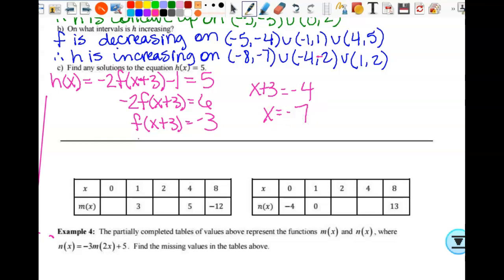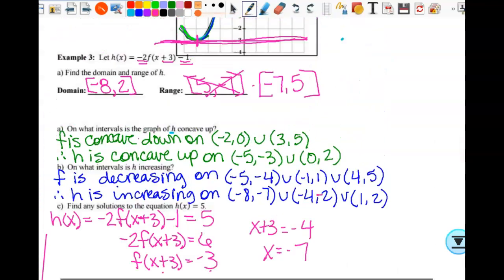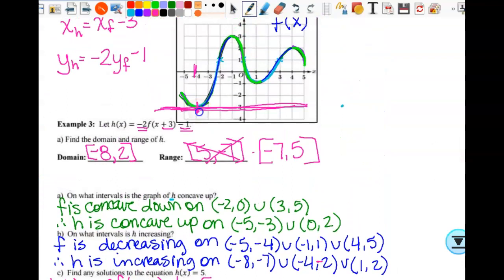So x value is negative 7. Because this doesn't say when f of x equals negative 3. It's when f of x plus 3. So if f of x equals negative 3 right here, I still have to move to the left 3 to get to that negative 7. That's what that one is. Okay. What questions do you have?